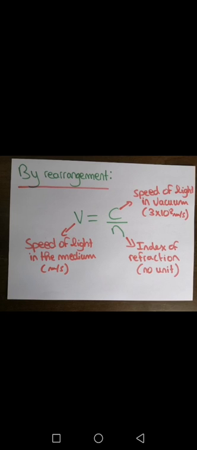By rearrangement, you can also calculate the speed of light in a certain medium if you know its index of refraction. You use the following equation. V equals C over N. C is the speed of light in vacuum, which is equal to 3 times 10 to the power 8 meters per second. And N is the index of refraction of light in this medium.